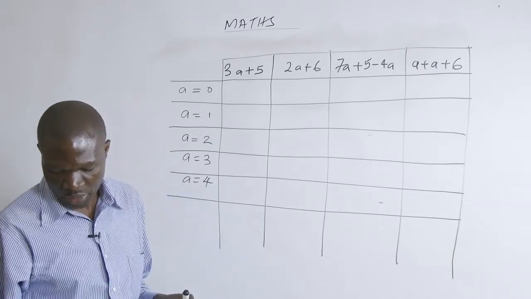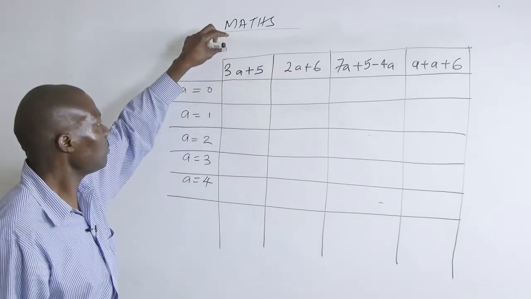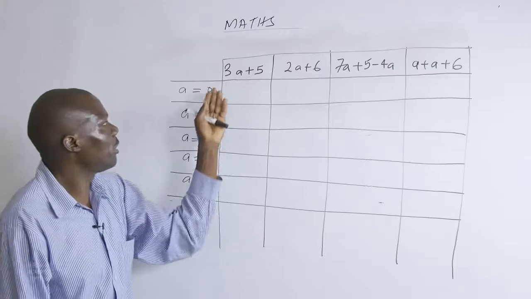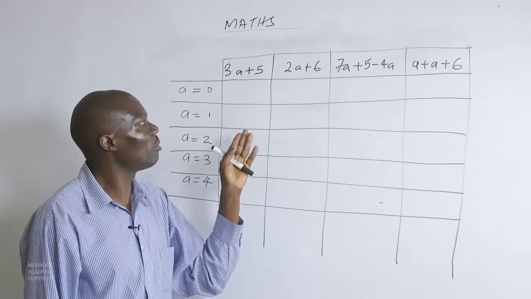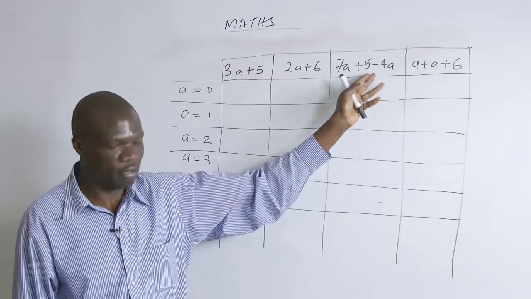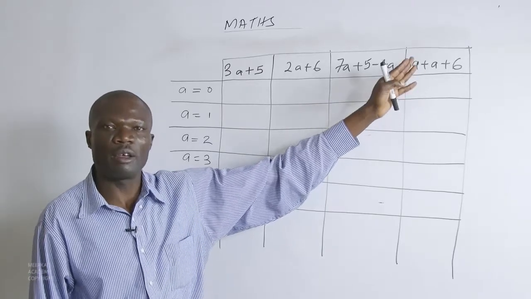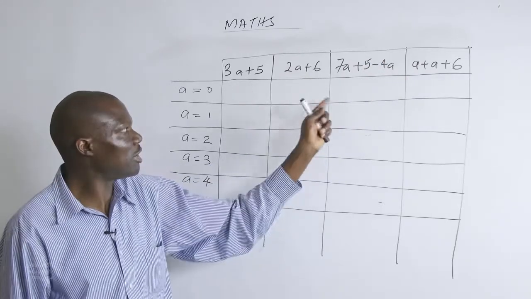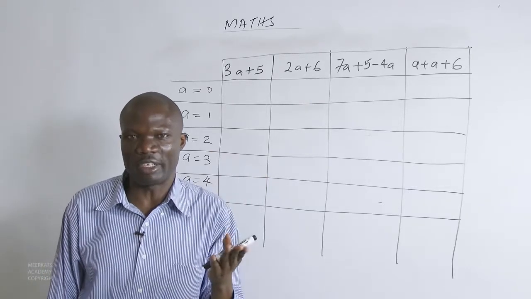On this table, on top here, we have 4 expressions. The expressions are 3a plus 5, 2a plus 6, 7a plus 5 minus 4a, and finally a plus a minus 6. From these algebraic expressions, we want to identify which ones are equivalent.